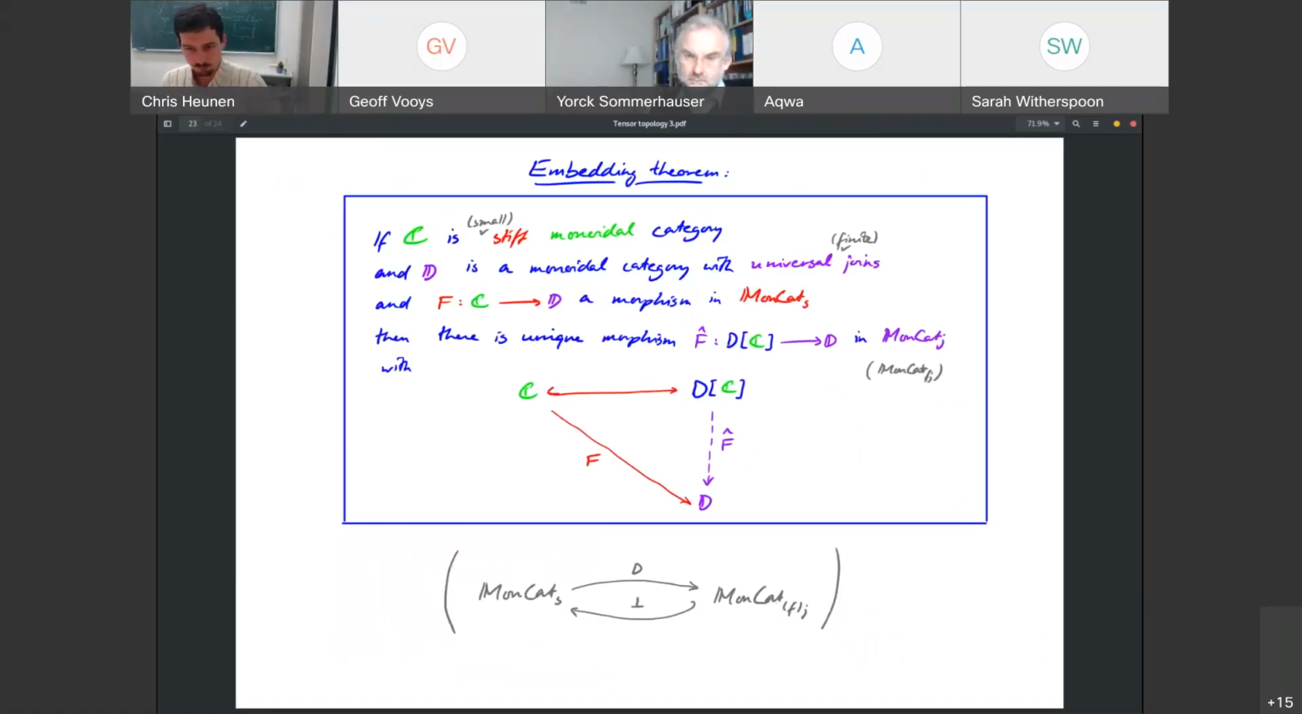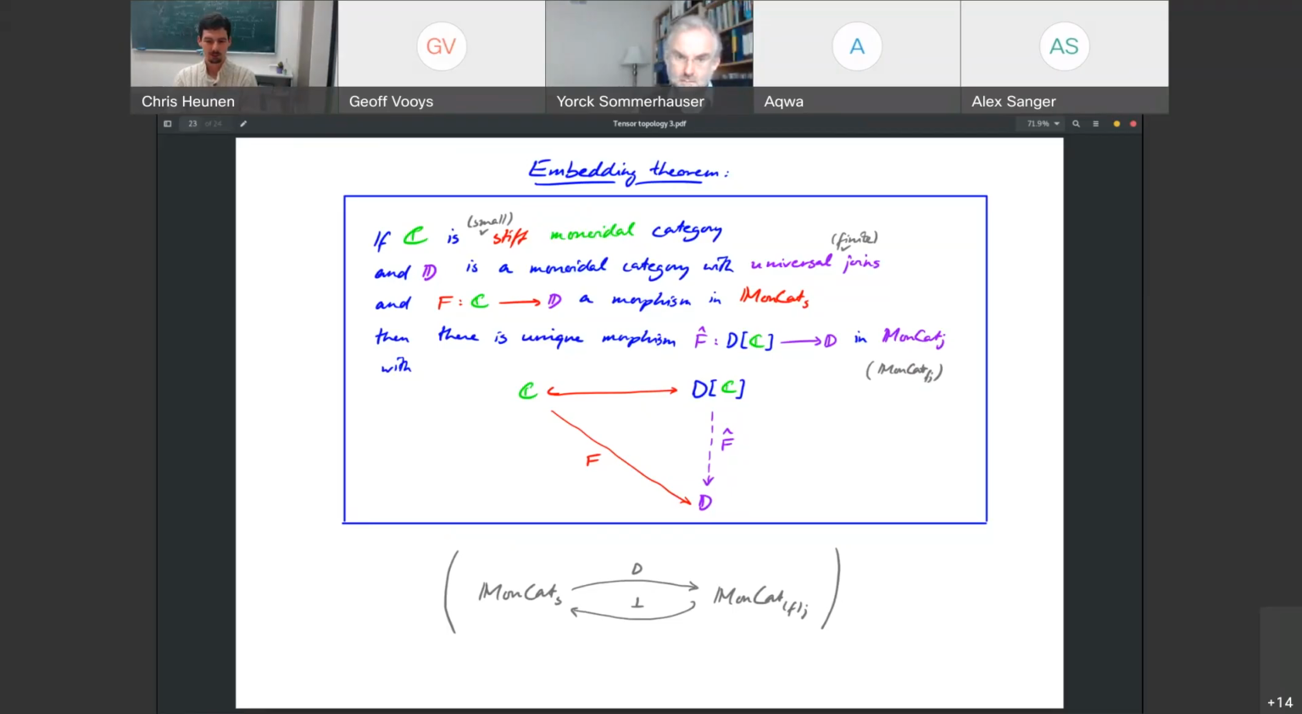So now we have this embedding theorem, and this is its universal property, and this was the goal for today. If you start with a small stiff monoidal category C, and D is an arbitrary other monoidal category that has universal joins, and F is a morphism from C to D of stiff monoidal categories, then not only can I embed C into its completion, there will be a unique morphism F hat from the completion to D that is a morphism of monoidal categories with universal joins. That makes this triangle commute. So any larger category that contains C that has universal joins sort of has to factor through this embedding. In that sense, DC is the smallest thing containing C that has universal joins. So we sort of succeeded in formally adding universal joins to C and nothing else.